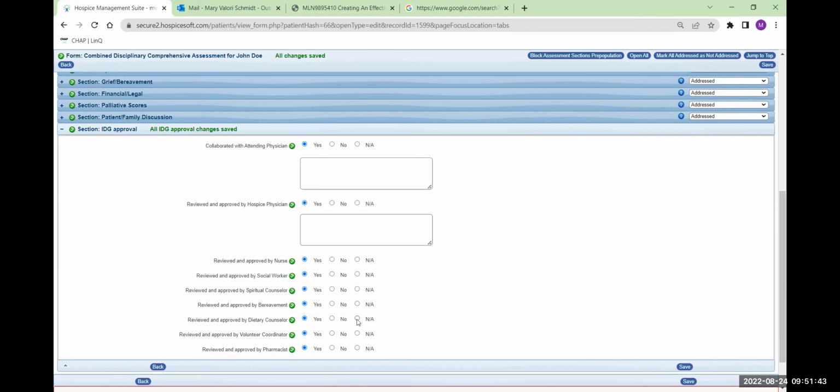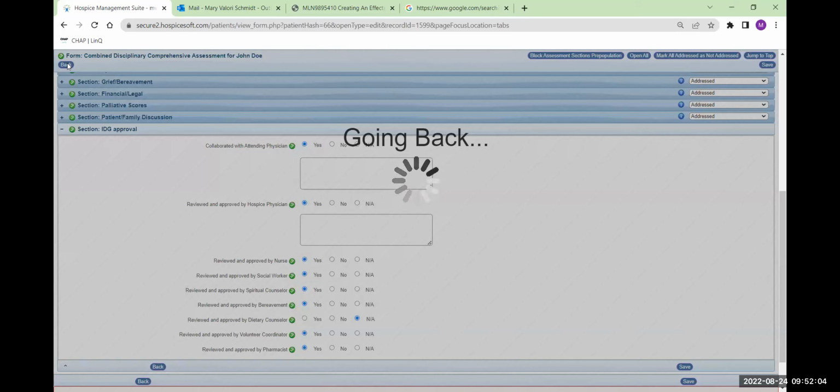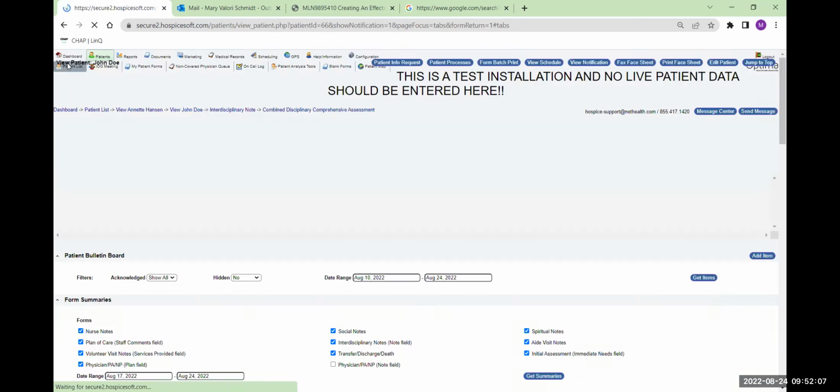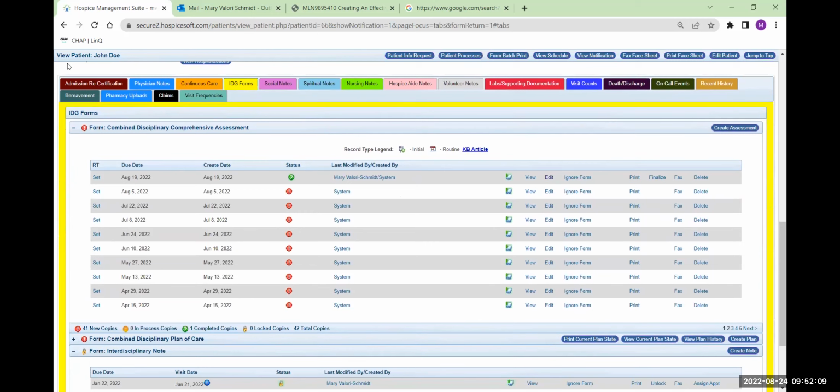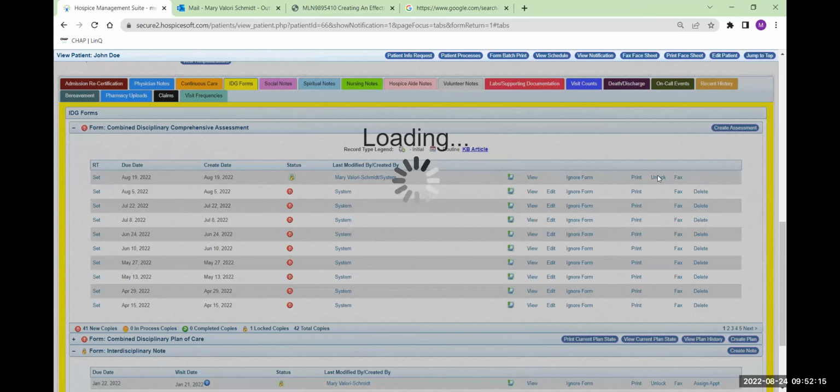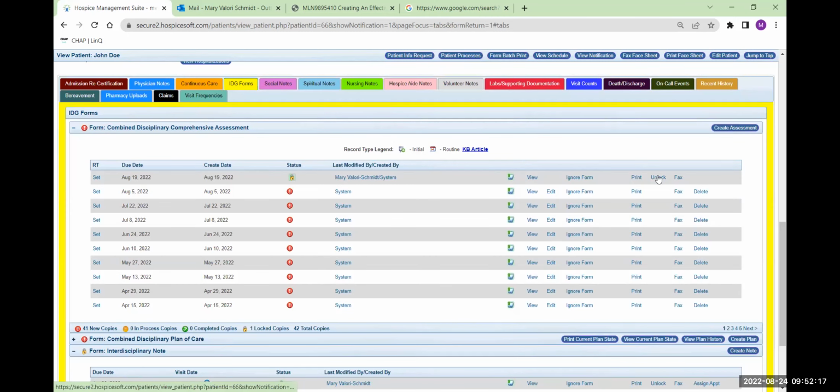Now here, there's a dietary counselor. We don't have that included in our real HospiceSoft, but this is the sandbox. But reviewed and approved by the nurse, the social worker, the spiritual counselor, bereavement, the volunteer coordinator. Those 5 critical yeses. And then I'm going to click save. And then when I go back, I can click finalize, and boom. So there's our combined disciplinary comprehensive assessment.